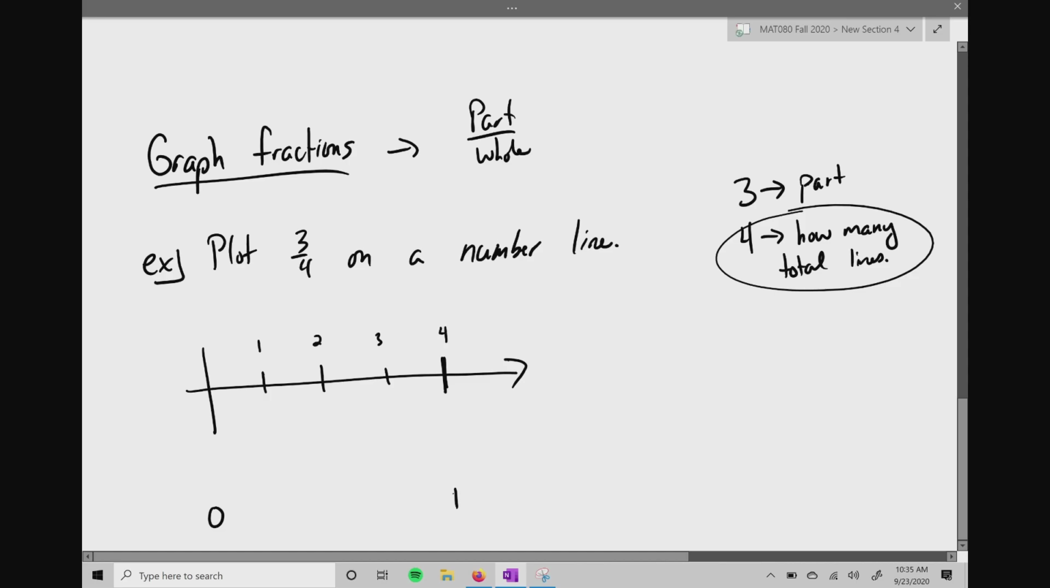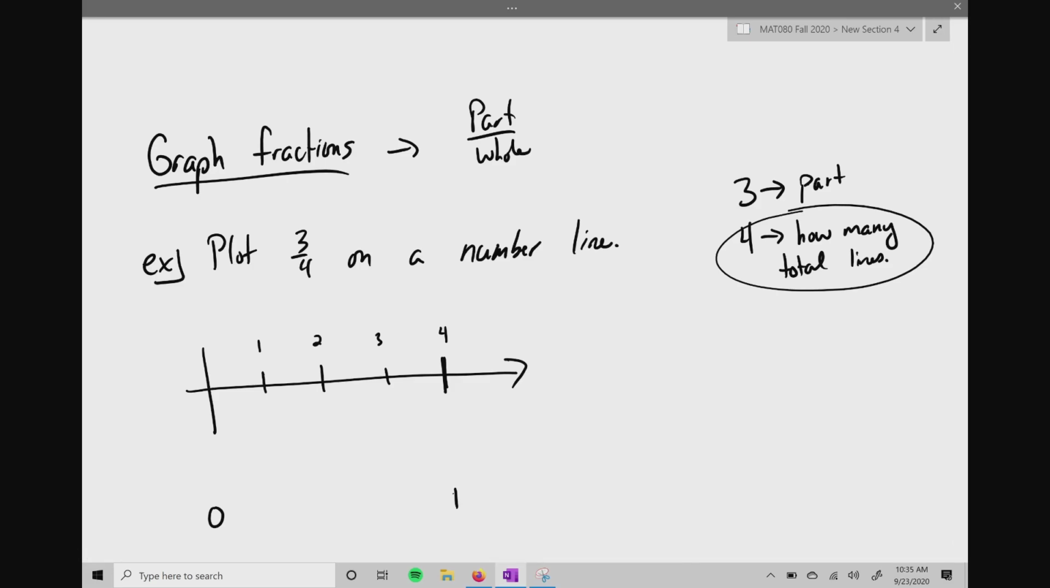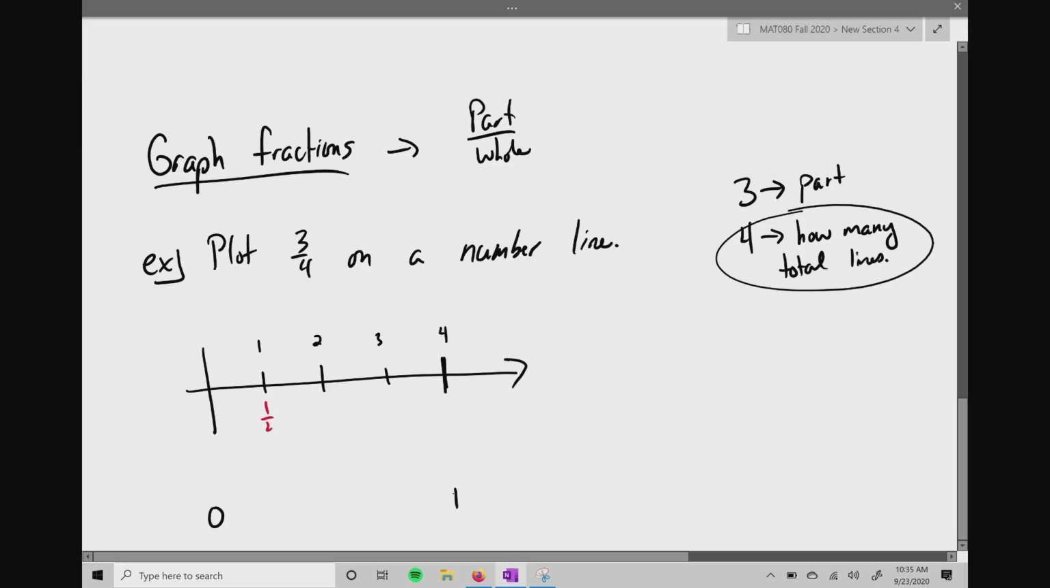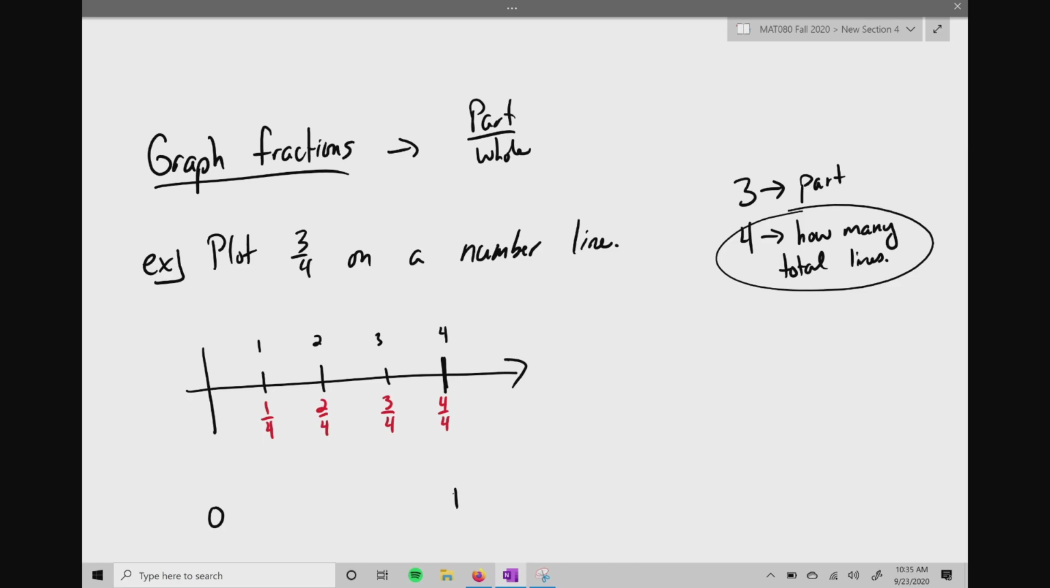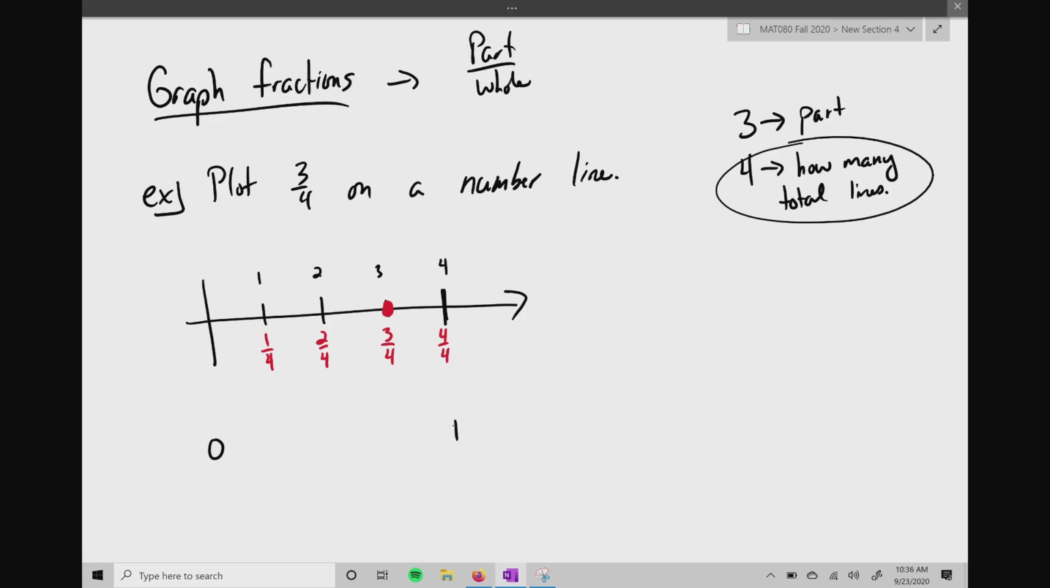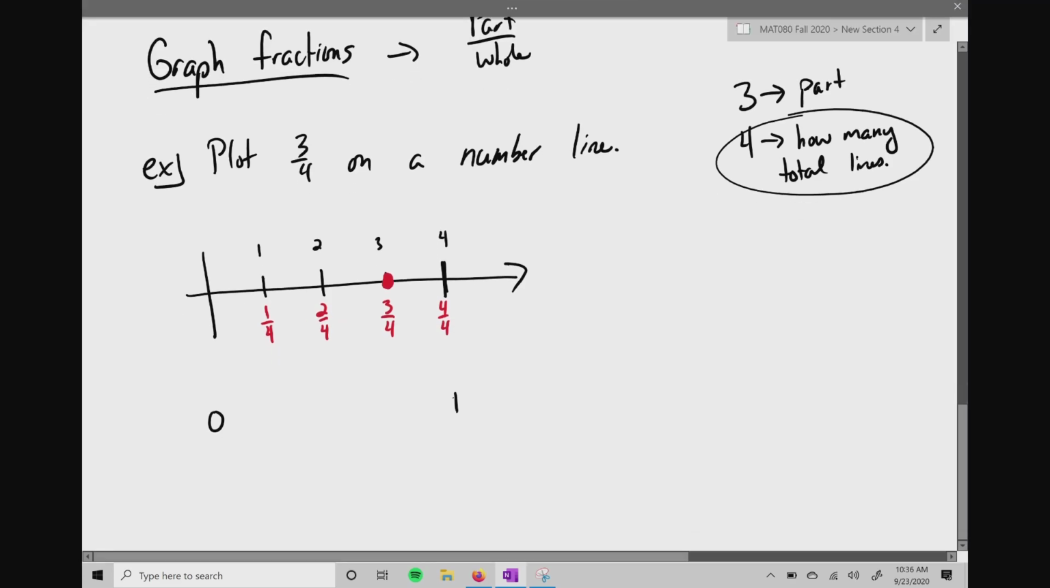Yes or no? Okay. So if you think about this, then the fractions associated with this would be 1/4, 2/4, 3/4, and 4/4. Does that make sense, everybody? So if I wanted to plot 3/4, between 0 and 1, I'm going to cut it up into 4 equal pieces. I'm going to label them, and I'm just going to go ahead and plot 3/4, which is what I wanted. Okay? So let's do another example of this.